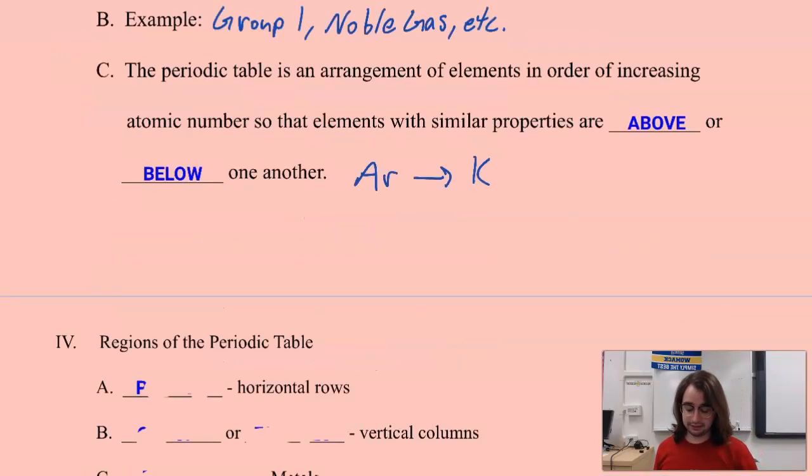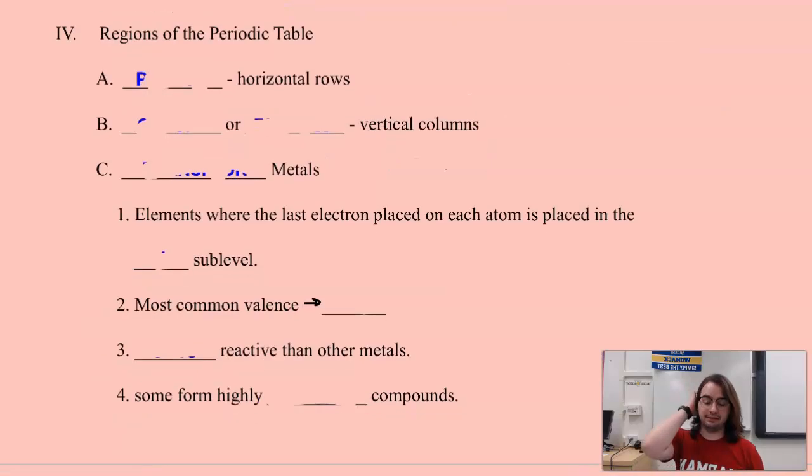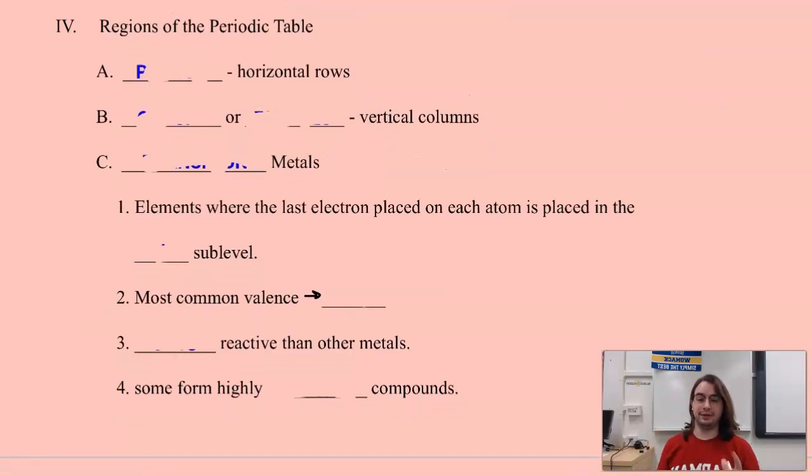So, let's talk about the regions of the periodic table. Before we start talking about the regions, we got to get a little vocab down. This is the way that we're going to refer to things on the table. First things first, periods are the horizontal rows going across.